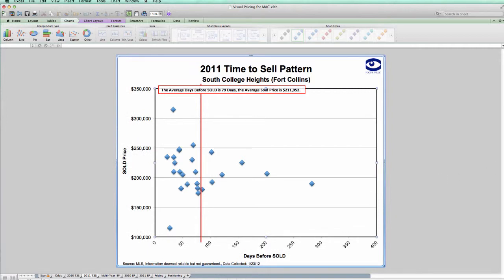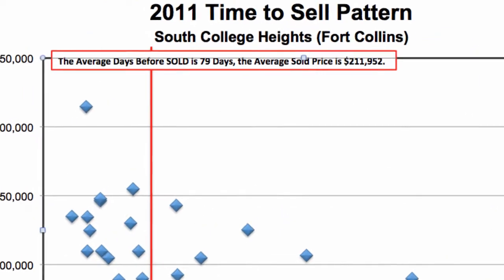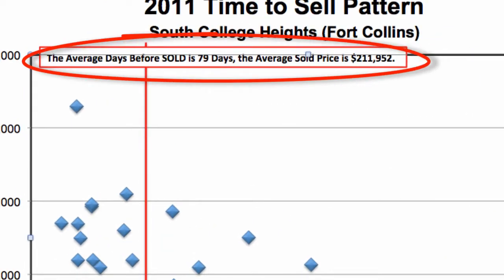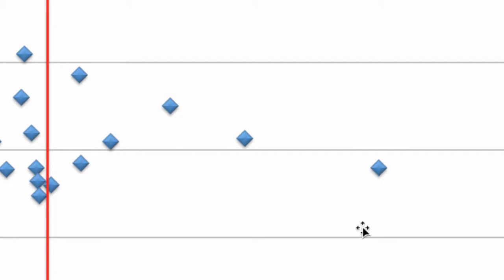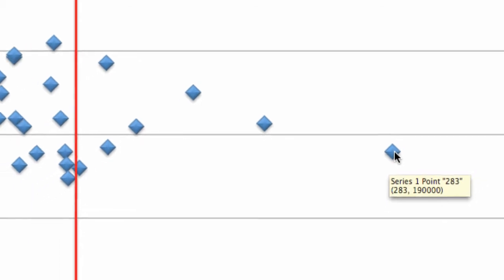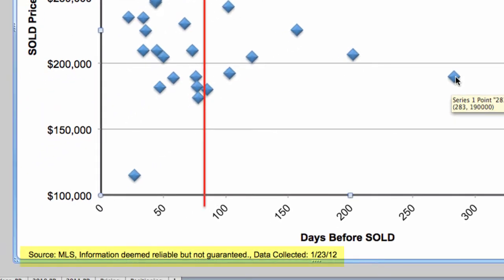If you want to get an idea on how long it took before they went under contract, generally homes take 4 to 6 weeks to close once they go under contract. So you could back this up 4 to 6 weeks. This text box at the top summarizes the average sold price and the average days before sold. Again, this is close date, not under contract date. Also be aware that you can look at each data point like so. At the bottom of this graph is the date that the data was collected.